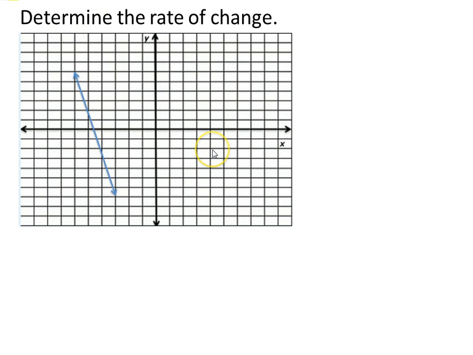And in order to determine slope, we need 2 points from the line. We can pick as many as we want, but we only need 2. 2 would be sufficient.